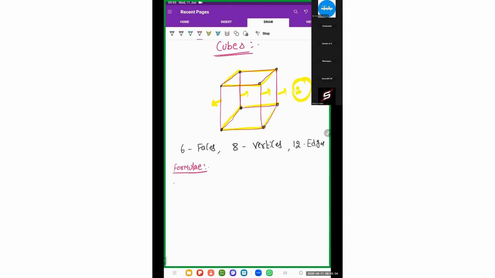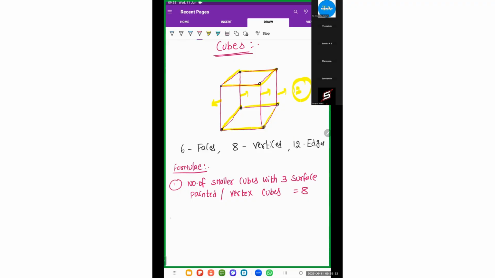The first one is the number of smaller cubes with 3 surfaces painted overall. These are the vertex cubes. The number of vertex cubes is equal to 8.